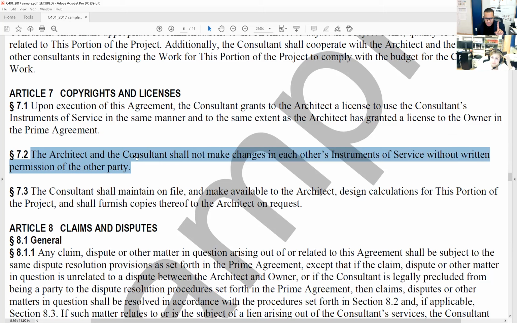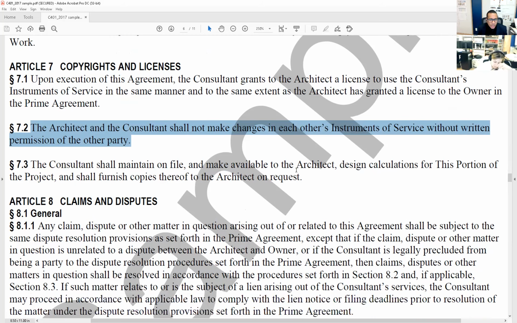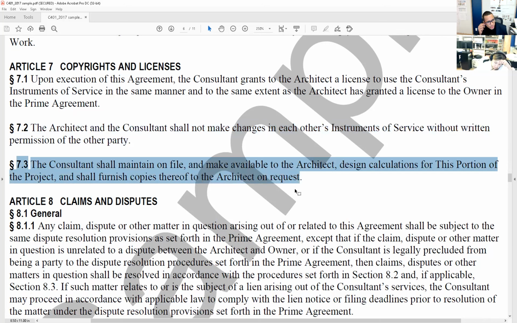Remember the standard of care. Standard of care says that we have to do what architects do within our region, reasonably and such, right? So don't do anything that you're not supposed to be doing. So section 7.3: the consultant shall maintain on file and make available to the architect design calculations for this portion of the project and shall furnish copies thereof to the architect on request. Sure.